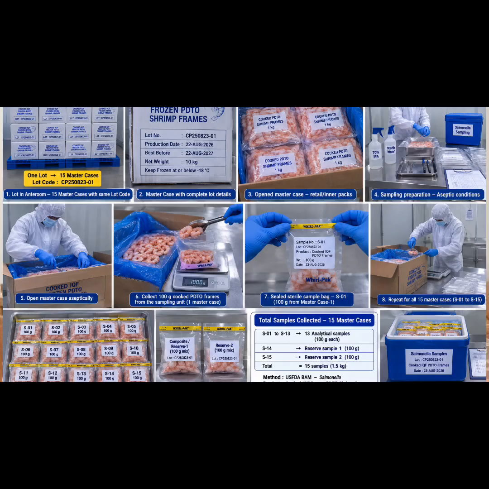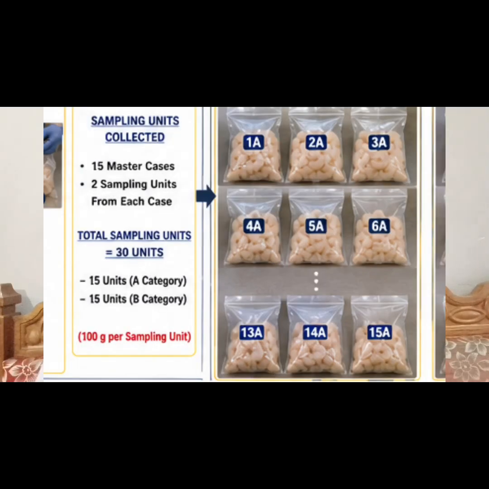So 10 into 2 lbs means 10 pouches in a master case. You select randomly 3 pouches from the master case, make a cut on the top and randomly pick the pieces. For example, if the grade is 26/30, the piece weight is roughly 16 grams. So 6 pieces of 16 grams each give one sampling unit, meaning 100 grams.